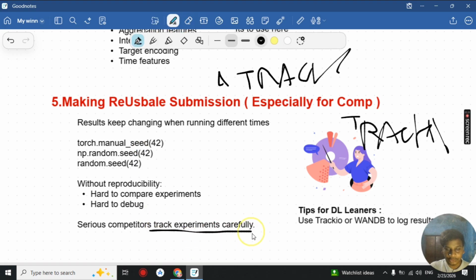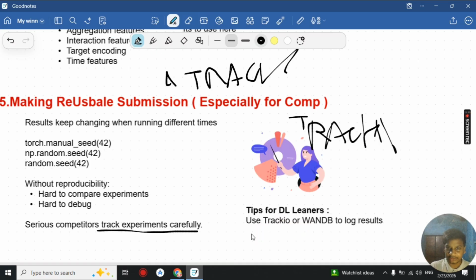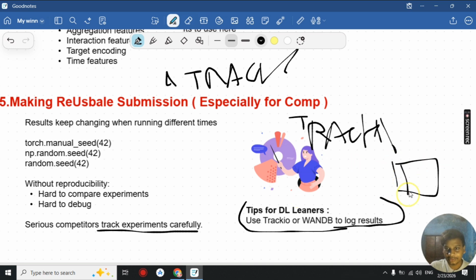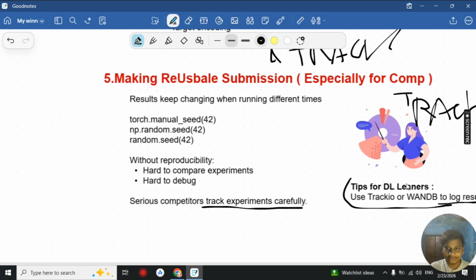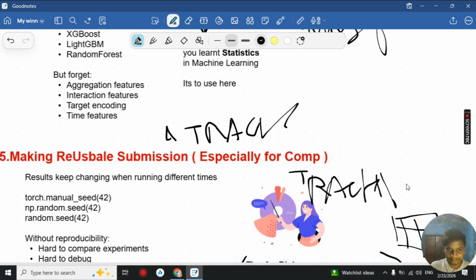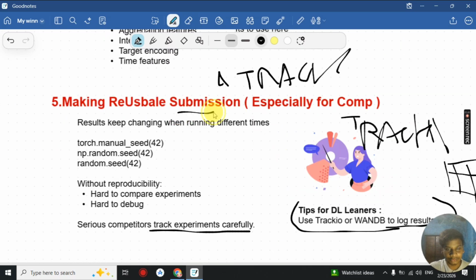A serious competitor tracks experiments carefully, okay. And if you are a deep learning student, you could use Trackio or WandB to log results, okay. Log what model you are using, what the learning rate is, etc. So tracking helps you track which model or learning rate you used, and how to increase your leaderboard rank score, okay. So make sure you are tracking your whole model pipeline here.